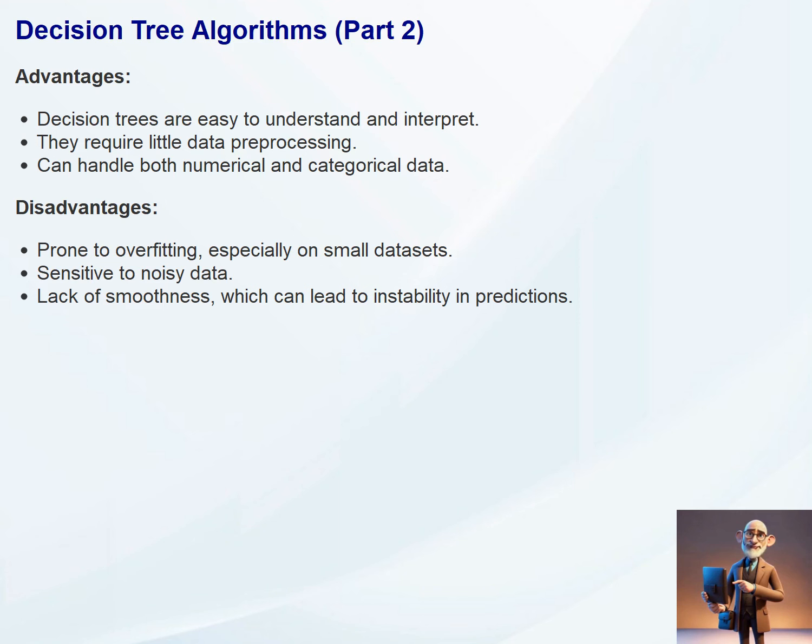However, like any tool, decision trees come with their set of challenges. They can be prone to overfitting, especially when dealing with smaller datasets. Sensitivity to noisy data is another consideration. Moreover, the inherent lack of smoothness might introduce instability in predictions. Understanding these aspects is crucial in leveraging decision trees effectively.